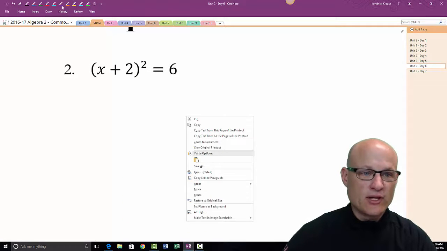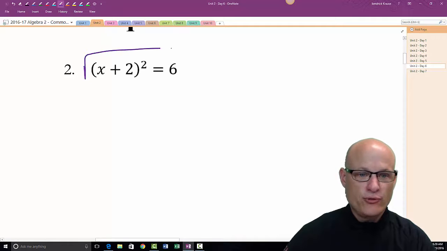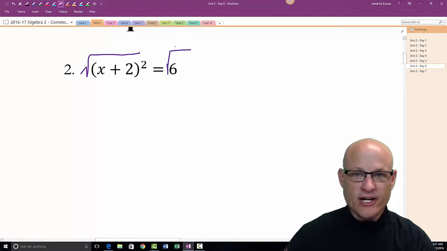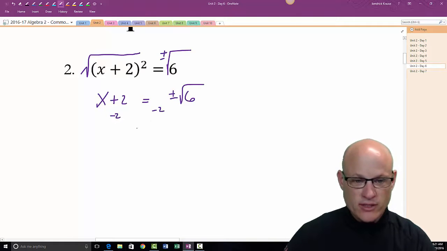I'm just going to take the square root of both sides. I'll use purple because purple's cool. Oh, went too far. Take the square root, and when you take the square root, you put a plus or minus. So I end up with x plus 2 equals plus or minus the square root of 6. Subtract 2. Subtract 2. And I get x equals negative 2 plus or minus the square root of 6.